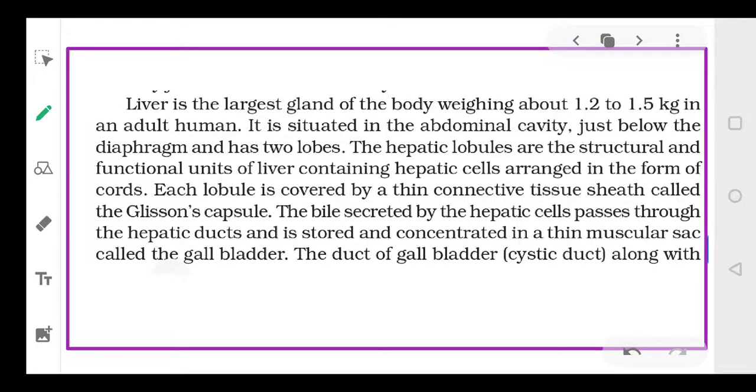Second is the liver. Students, the liver is the largest gland of the body, and its weight is approximately 1.2 to 1.5 kg. It is situated in the abdominal cavity, just below your diaphragm, and it has two lobes. These hepatic lobes are the structural and functional units of the liver. So what is the structural and functional unit of the liver? The hepatic lobes.